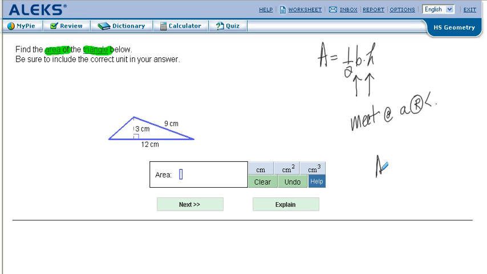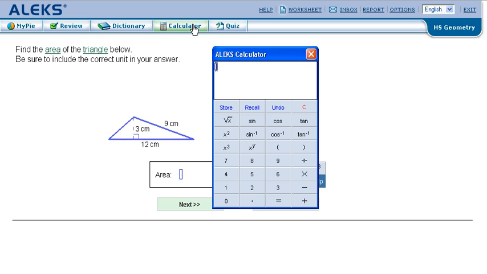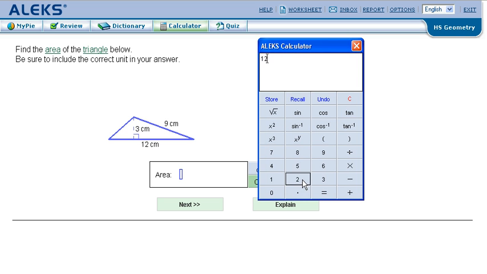You could also write this as base times height over 2. It's the same equation. So taking a look here, here is your right angle. So your base here is going to be the 12, and your height is 3. So it's simply 12 times 3 over 2. So if you need to do the calculator, you can grab it, although 12 times 3 over 2 is a very simple calculation. So we go 12 times 3, and of course that's 36, divide by 2, and you're going to get 18.